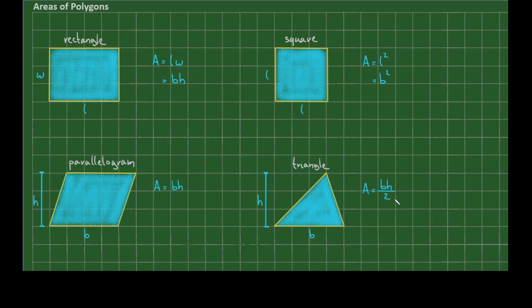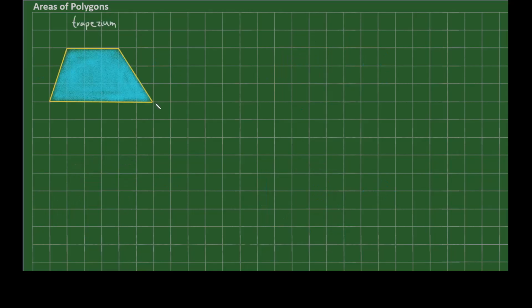Why are we dividing by 2? This is because each triangle is in effect half of a parallelogram, or half of a square, or half of a rectangle. And so we have base multiplied by height divided by 2. In case of a trapezium, things get interesting. The formula is (a plus b) in brackets multiplied by height divided by 2. Letters a and b represent the lengths of the parallel sides of the trapezium.